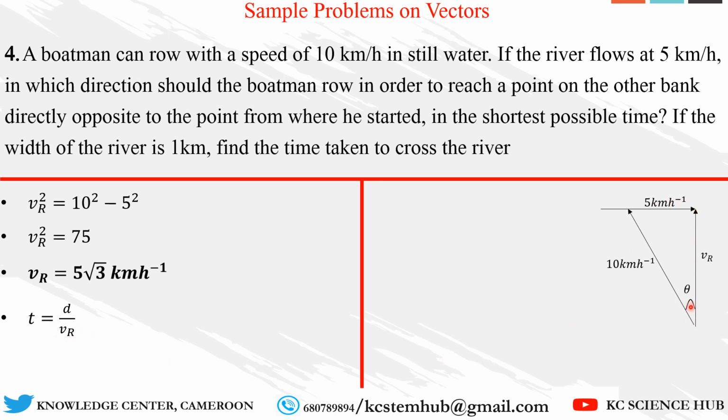Now, our time is basically the distance covered divided by velocity, and the width of this river, remember that the width of this river is 1 kilometer, according to the examiner. And so our time here would basically be 1 kilometer divided by VR, and our VR is this. So you have that our time is root 3 over 15 hours, and that gives you 6.9 minutes in minutes, right?